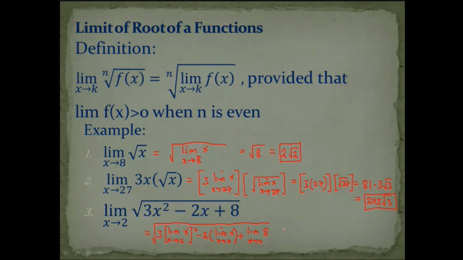Okay, extend natin ito. So square root of 3, and then theorem number 2, ito yung magiging 2 squared minus 2 times 2 and then 8. Simplify. 2 squared is 4. 4 times 3 is 12. Negative 2 times 2 is negative 4 and copy 8. 12 minus 4 is 8. 8 plus 8 is 16. So ito ay square root of 16. And square root of 16 is 4.